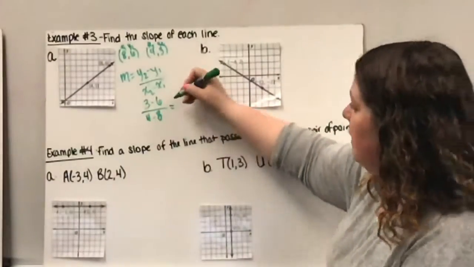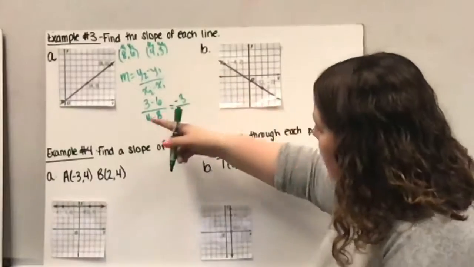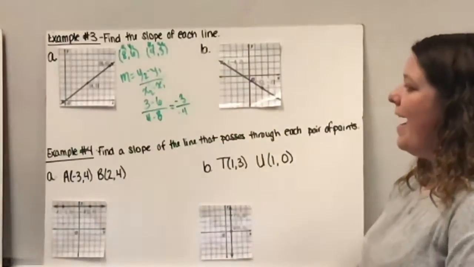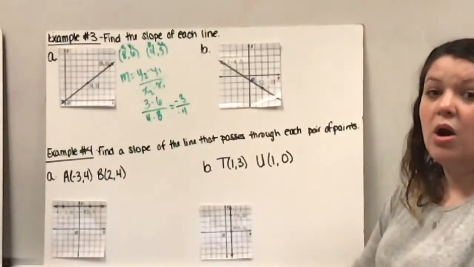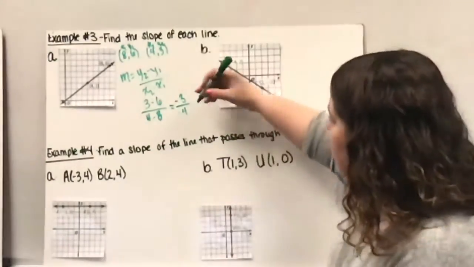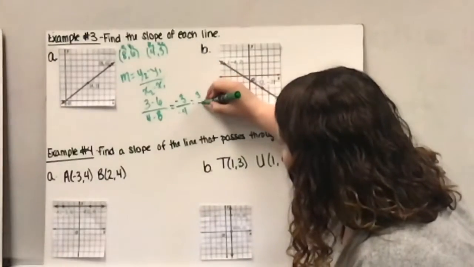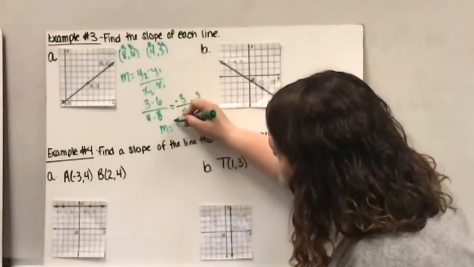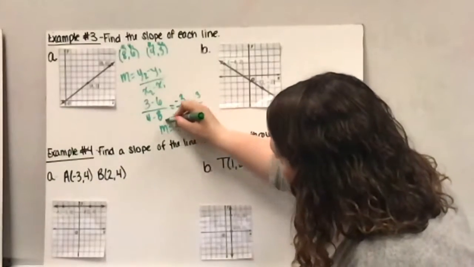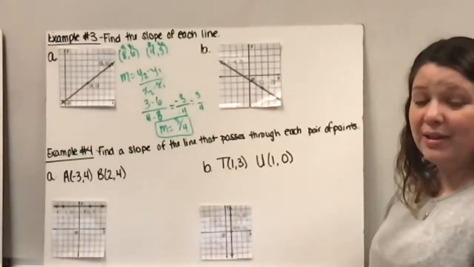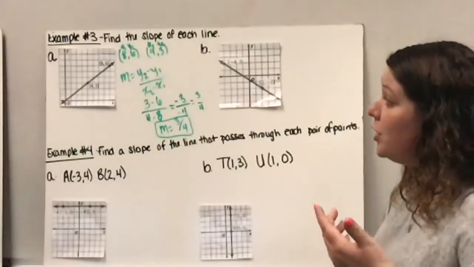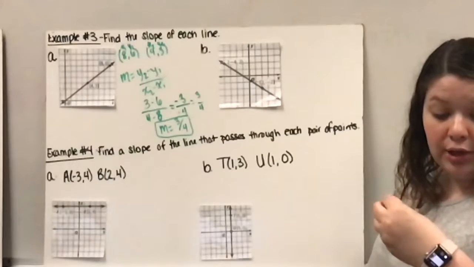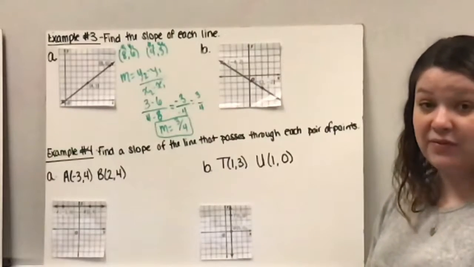So 3 minus 6 is negative 3. 4 minus 8 is negative 4. So I have negative 3 over negative 4. Well, I know that 2 negatives make a positive, so this is really 3/4. So my slope of this line is m equals 3/4. That's the work that I want to see. Now, what you could do is rise over run. If you're given a graph, you can look at it and say, okay, the rise over the run, that's fine.